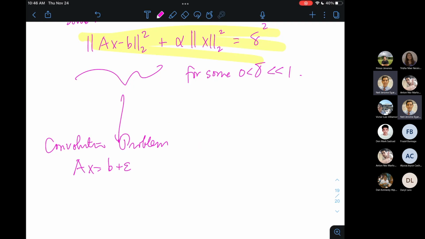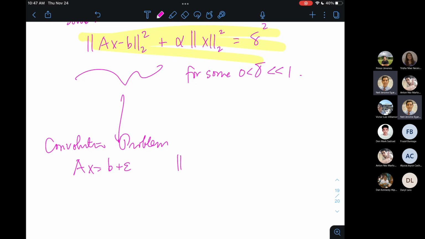Kasi nga, sabi ko, sa totoong buhay, wala akong access kay b. May access lang ako sa b plus measurement error. So I'll take that as my data, tapos isusolve ko to. Right? Kaya lang, dun sa solution na nakukuha ko, napakaliit nito. Napakaliit ng error dito kasi ang ganda masyado nung fit nung x na nakukuha natin mula dun sa noisy data.